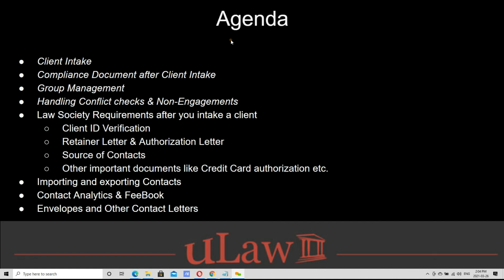Specific Law Society requirements after you've done that client intake include your client ID verification, really understanding how you or your law firm determined that this individual or company is truly who they claim to be, whether that's a driver's license, passport copies, or whatever form of ID verification that your firm requires, ensuring that there's a complete document trail or audit trail of all the documents that you've collected. And as part of the compliance, there is a client ID verification document where you can clearly outline the set of documents that you did take as part of that.